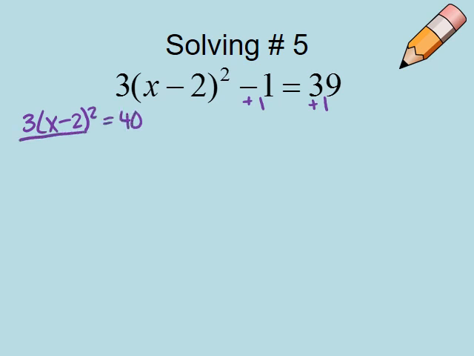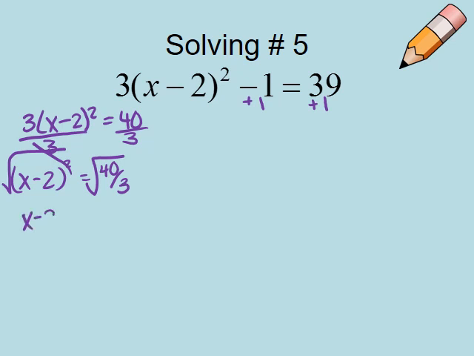I'm then going to divide both sides by 3. I then need to square root both sides to cancel out the squared. And my last step is to add 2 to both sides. Now I can't add 2 to a radical, so I'm just going to leave it on the outside of that radical. Now notice, I can't forget when I square root both sides, I have a plus or minus. So I'm going to keep it as a plus or minus square root.